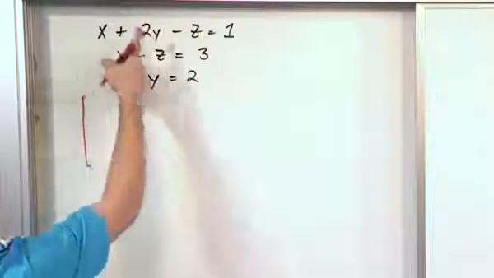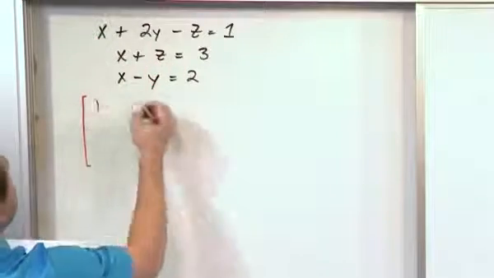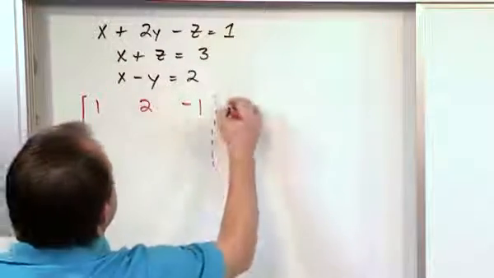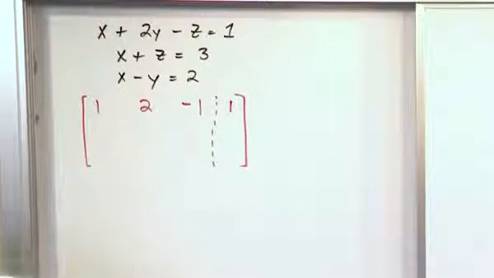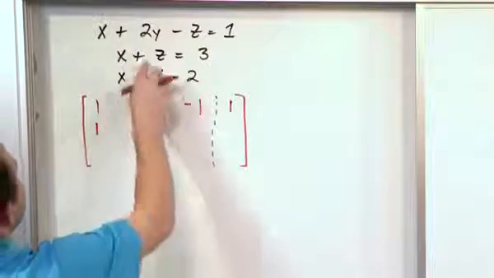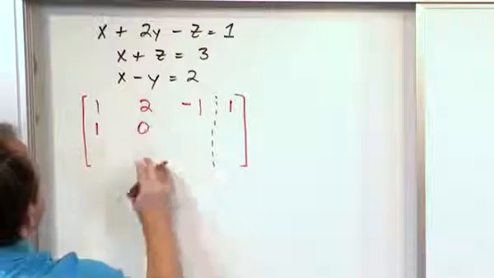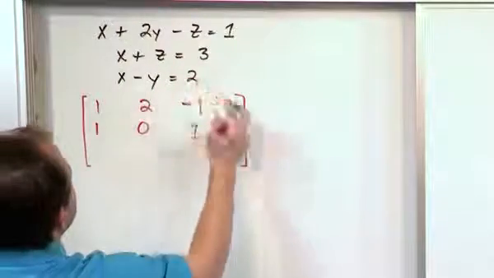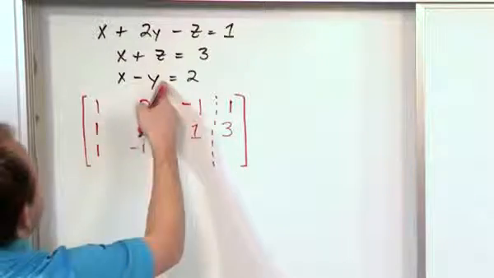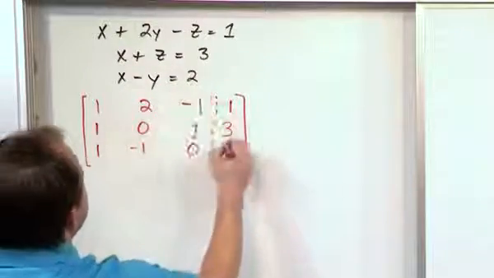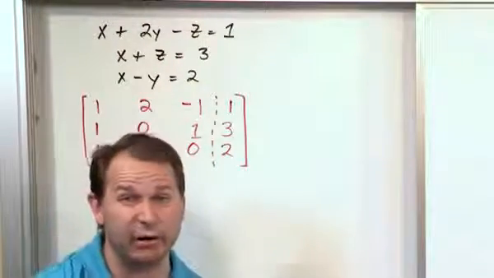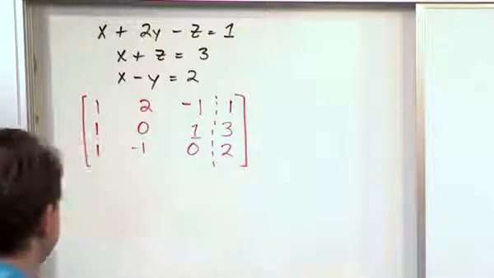So we have the coefficients for the first equation, which will be 1, 2, and negative 1. Put our augmented dotted line and stick a 1 over here. Now for the second line, since x is here, we have a coefficient of 1 there. There is no y in the second equation, so we have to put a 0. And then we put a 1 for z, and then a 3. And then there's a 1 for this x, there's a negative 1 for y. There is no z here, so we'll put a 0, and then we'll put a 2. The important thing to do here is to pad your matrix with zeros where appropriate.